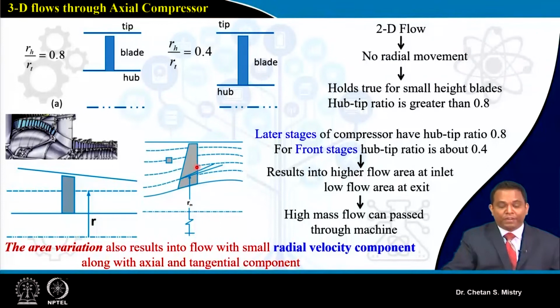Because of that, we will have one more velocity component, nothing but the radial velocity component, along with the axial and tangential velocity components that we were discussing earlier. So now you can say the three-dimensionality of the flow happens because of the flow track you are having.